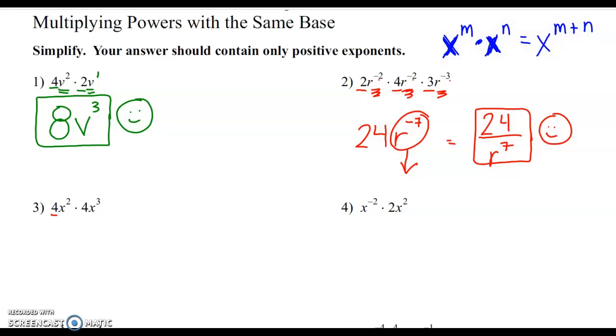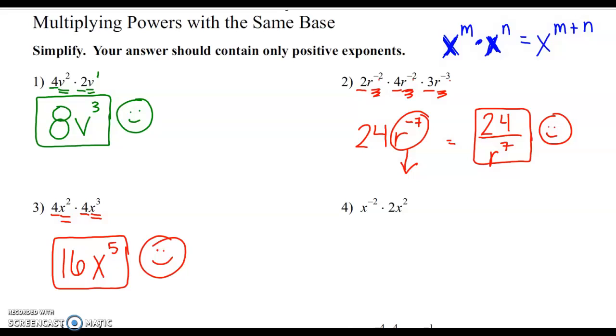So number 3, 4 times 4 is 16. X squared times x cubed. When you multiply like bases, you add the exponents. So 2 plus 3 is 5. Number 4, we have a 2, right? It'd be like an invisible 1 times 2, so we have 2. X to the, when you multiply like bases, you add the exponents. Negative 2 plus 2 is 0. Well, anything to the power of 0 is 1, so it cancels. So we're just left with 2.